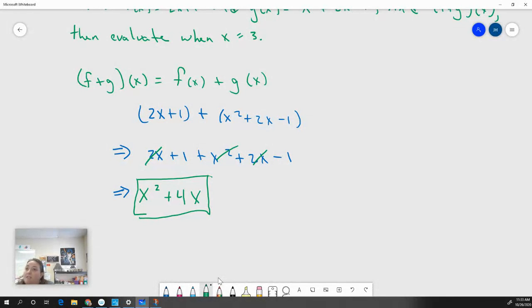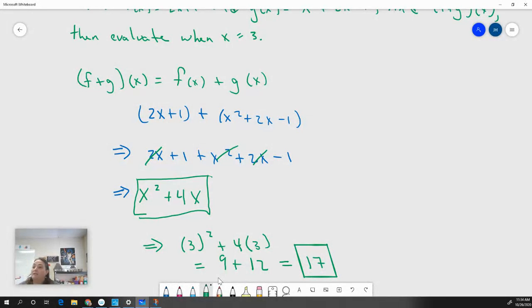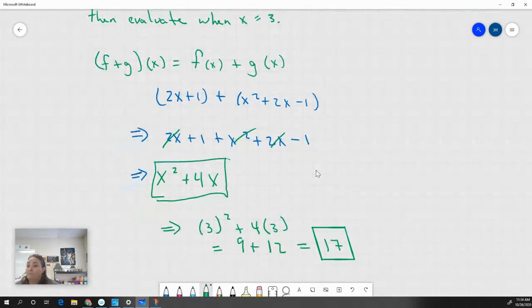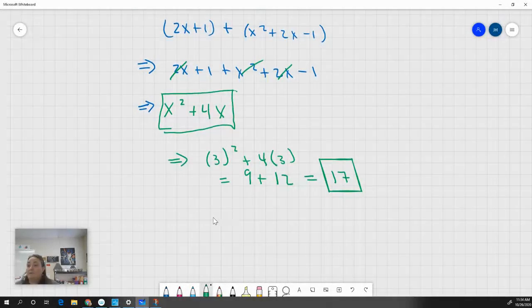But what it also asks us is what happens when we evaluate at x equals 3? When we're evaluating at something, we are just plugging in a number for that variable. So we're saying x equals 3. So we're going to take our outcome and go 3 squared plus 4 times 3 equals, right? 3 squared equals 9 plus 4 times 3. Well, that's 12. And we're going to get a solution, which is 17. So when we're evaluating with a variable like that, we are going to get a numerical solution. I'm going to have you guys try one now in the Edpuzzle.